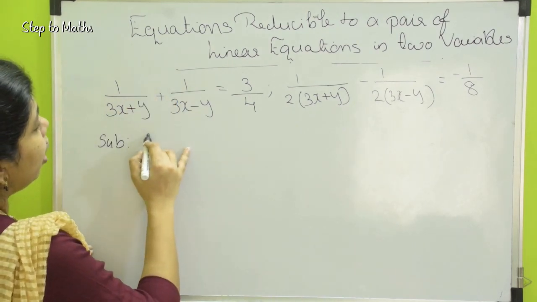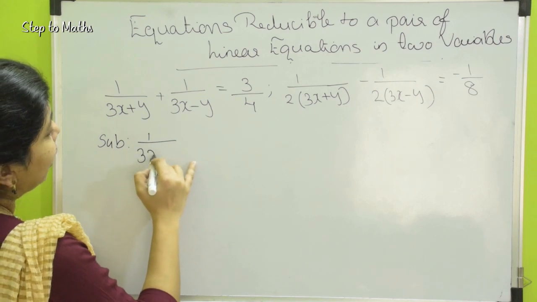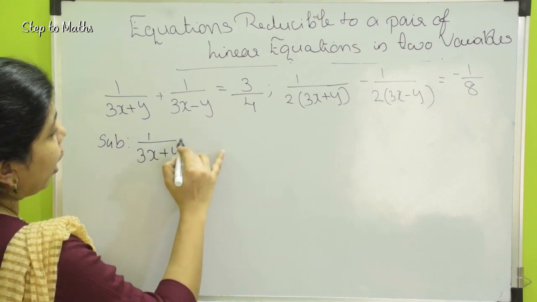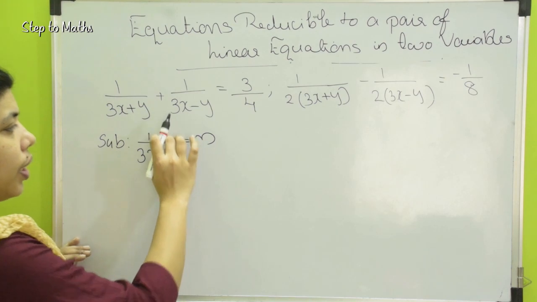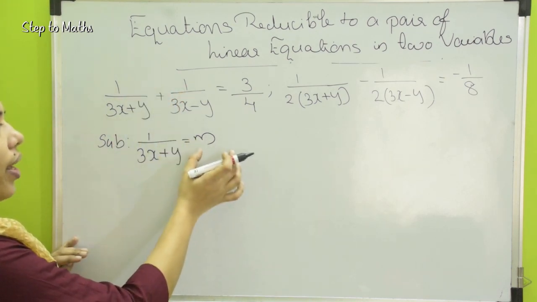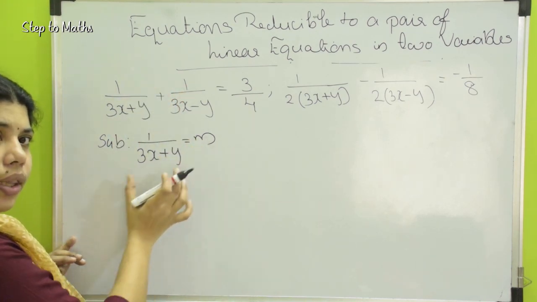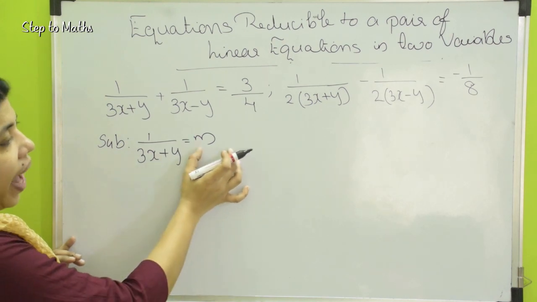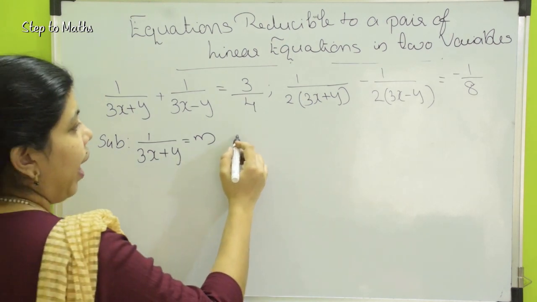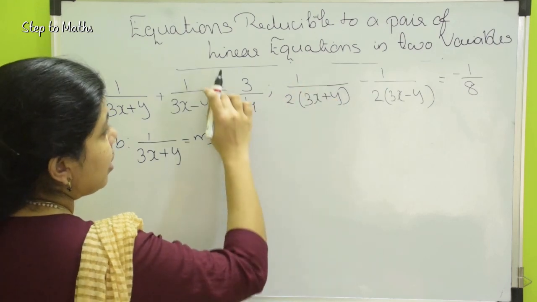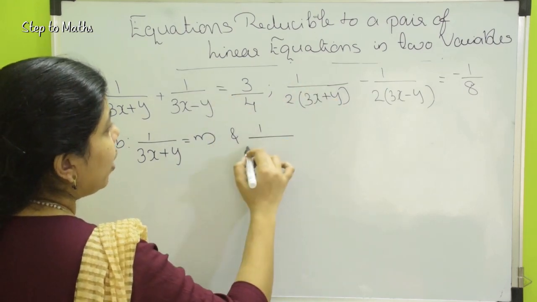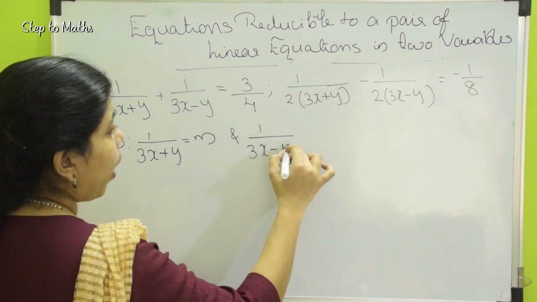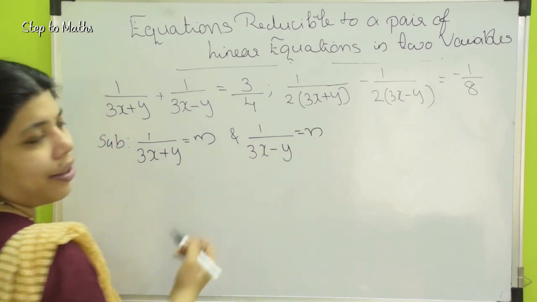Substitute 1 upon 3x plus y equal to m. This term is equal to another variable, and the second one, 1 upon 3x minus y, is equal to n.